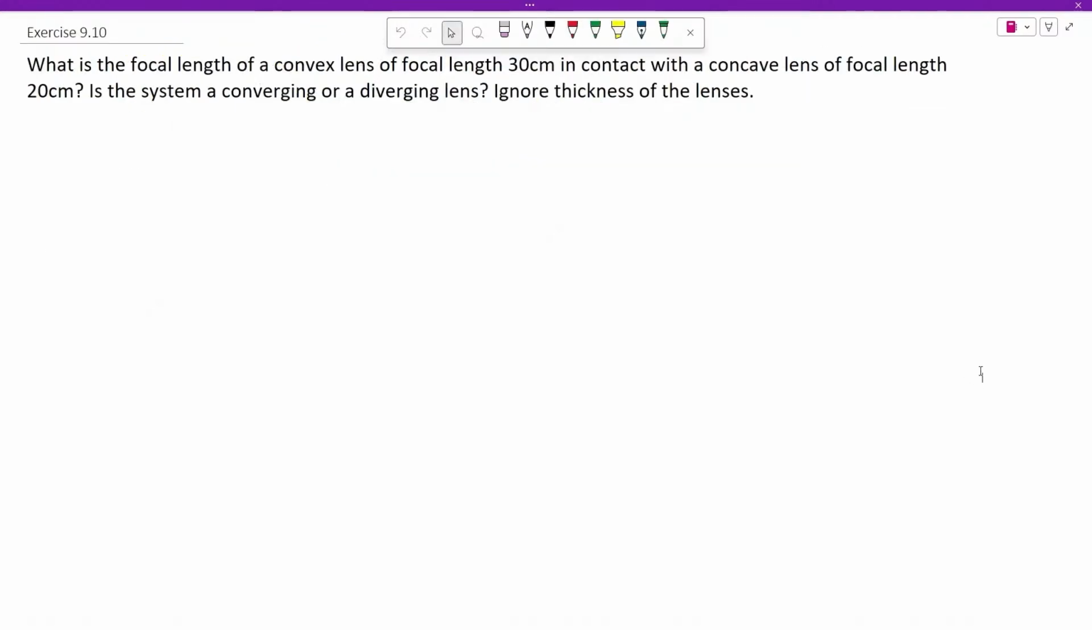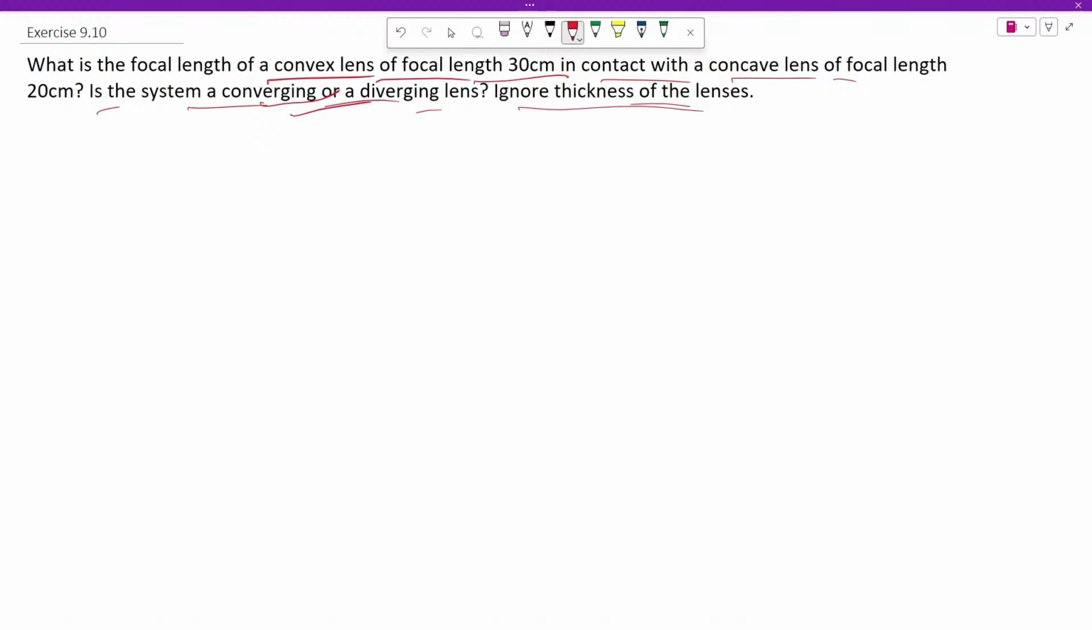Here the question is saying, what is the focal length of the convex lens of focal length 30 centimeter in contact with the concave lens of focal length 20 centimeter? Is the system converging or diverging lens? Ignore thickness of the lenses. So we have been given thin lenses, and we have to find out what is the effective focal length.